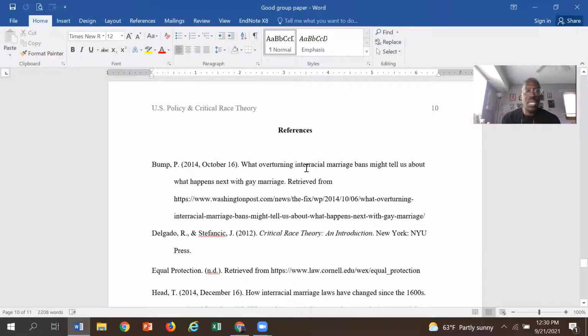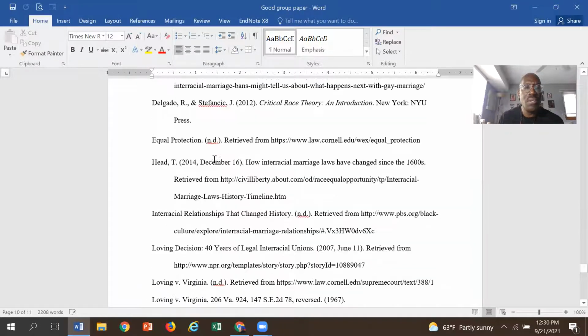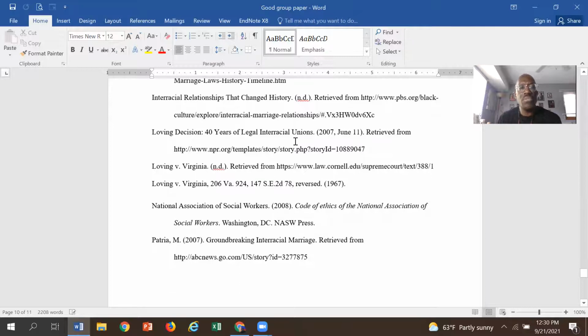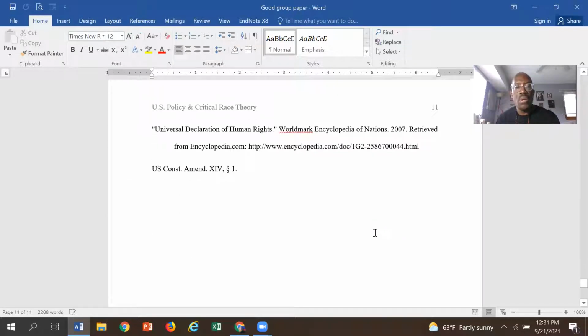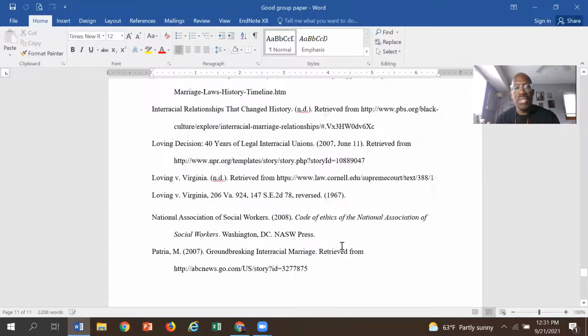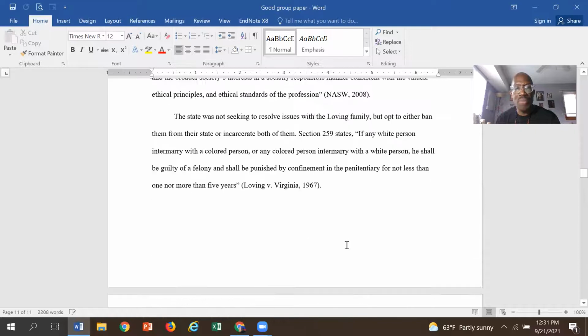So here's the reference page. You can see that things are in alphabetical order. You can see how the hanging indents are there, and all of the sources that they utilized in the paper. So if you cite something in your paper that you've gotten out of a source, it needs to show up on your reference page. If you cite something that's not on your reference page, it's going to be an error, or if you put something on your reference page that's not cited, it's going to be an error. So make sure that you follow through with those things as well. So that's just an example of what a good paper looks like.